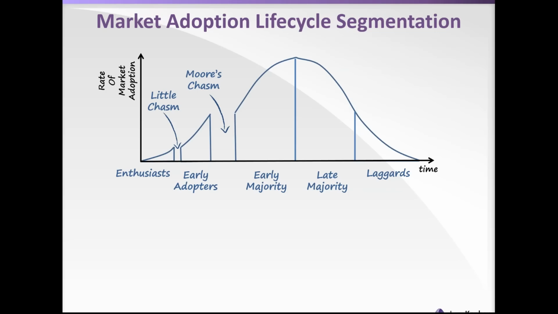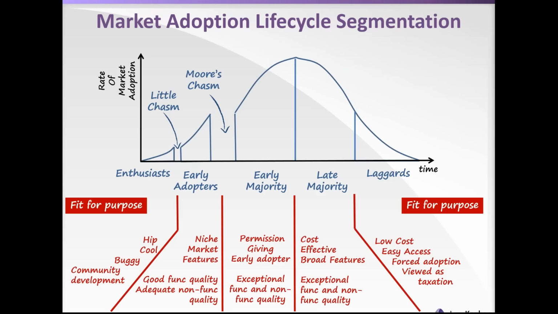And as we move through this time and we see different people buying our product, what they care about actually changes. The enthusiast market wants our product to be hip and cool. They don't mind whether it's got a few bugs in it, and they'd really love it if we had a community website where they could post comments and ideas and perhaps even bug fixes. They'd love it if we listened to them and they got to contribute to the product development.